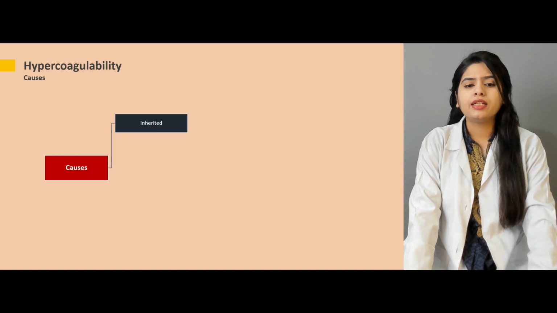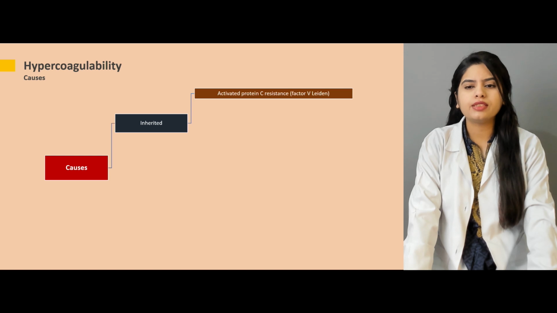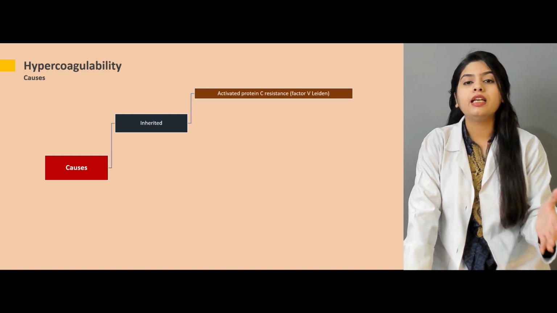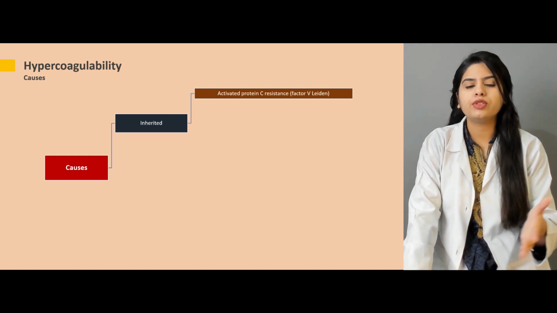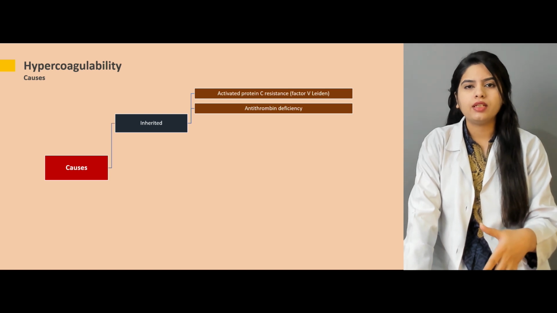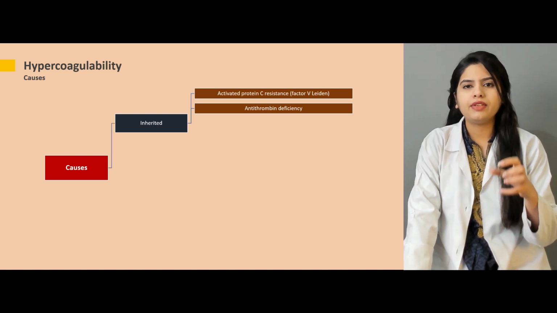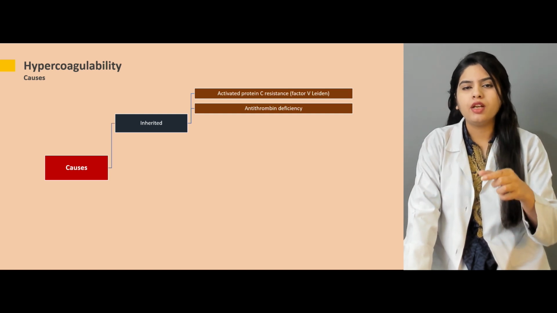There can be the inherited causes in which there can be the activated protein C resistance, that is basically the factor 5 Leiden deficiency that is leading to the hypercoagulability. Then there can be the antithrombin deficiency. Antithrombin is basically very important when you have to block the thrombin. Thrombin is important to activate the fibrinogen to the fibrin. So in order to oppose the coagulation process, this antithrombin is very important.